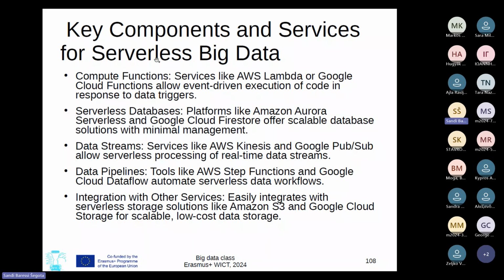So when we're talking about serverless big data, what are the key components? You have compute functions, like the AWS Lambda I mentioned, where you are actually performing the calculations. You have databases that are stored serverlessly. Again, this means that you don't see the server behind it. You just have a database you are accessing through some sort of platform, and the same goes for setting up data streaming or data pipelines.